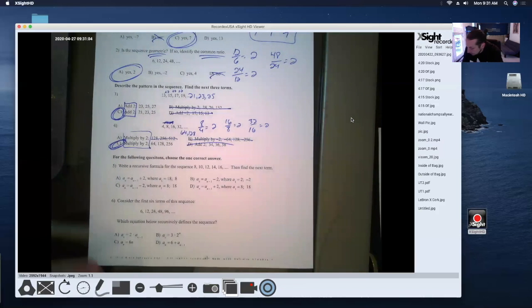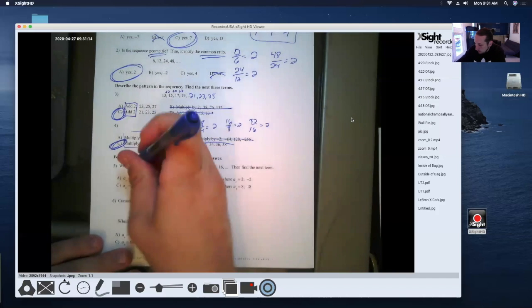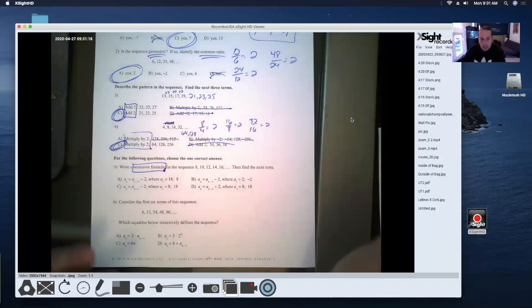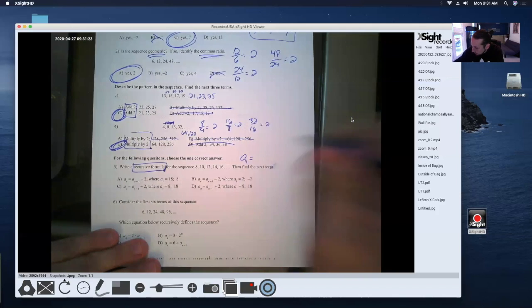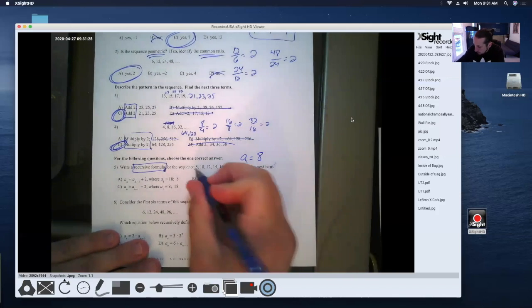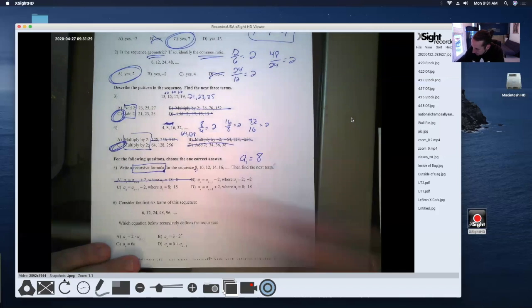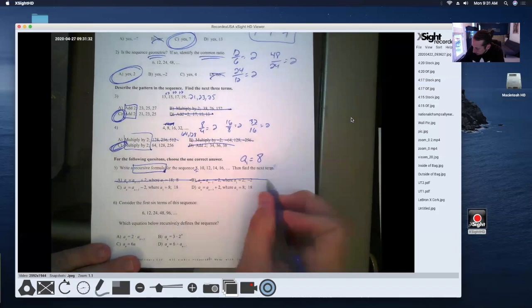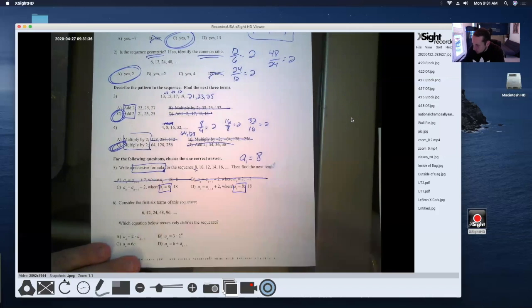Okay, on number 5, write a recursive formula for the sequence 8, 10, 12. The main thing here, we had a lot of issues with the recursive formula, just from looking at the scores on the test. So again, let's break it down a little easier. A1, my first term, has to be 8 because that's what it says right there. So it crosses this one out because that says A1 is 18. A1 is 2, it's not that one. So it has to be one of those 2 answers.